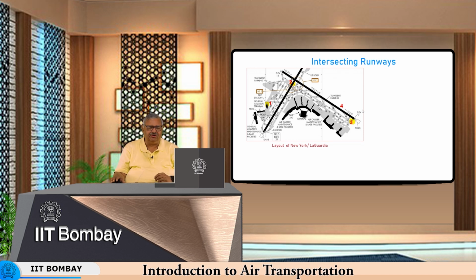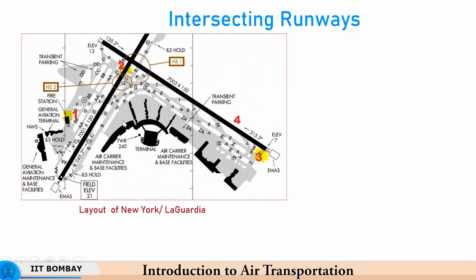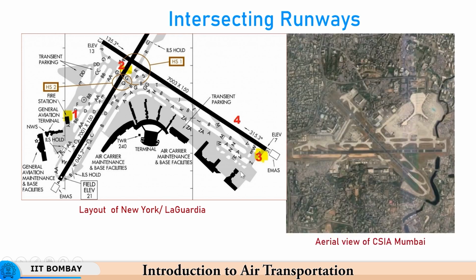Now, sometimes you need to go for intersecting runways, and here is an example of the New York LaGuardia airport, which has these two runways which are crossing. So, the terminal building is located on one side in this area. And also at Mumbai airport we know that we have a cross runway. So, you can see this is our main runway and this is our secondary runway, and they both cross. This is terminal 2 which I already showed you, this is terminal 1.